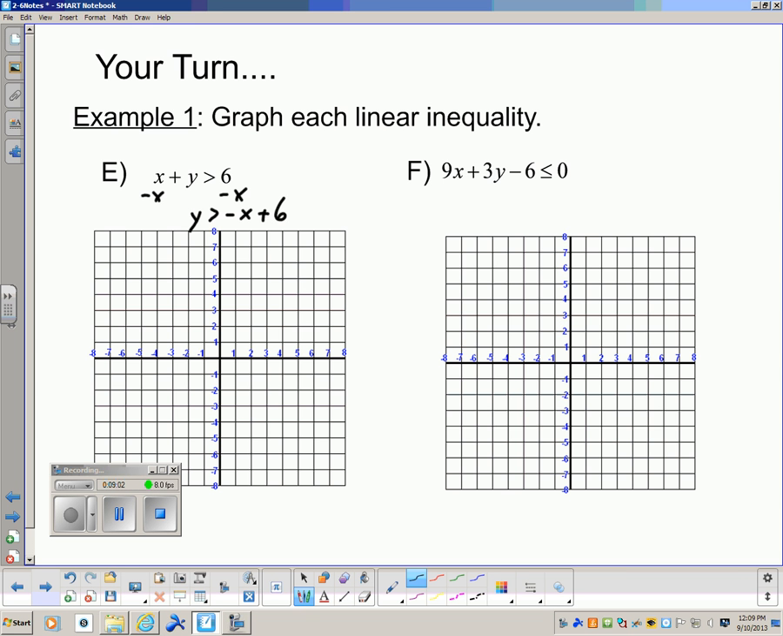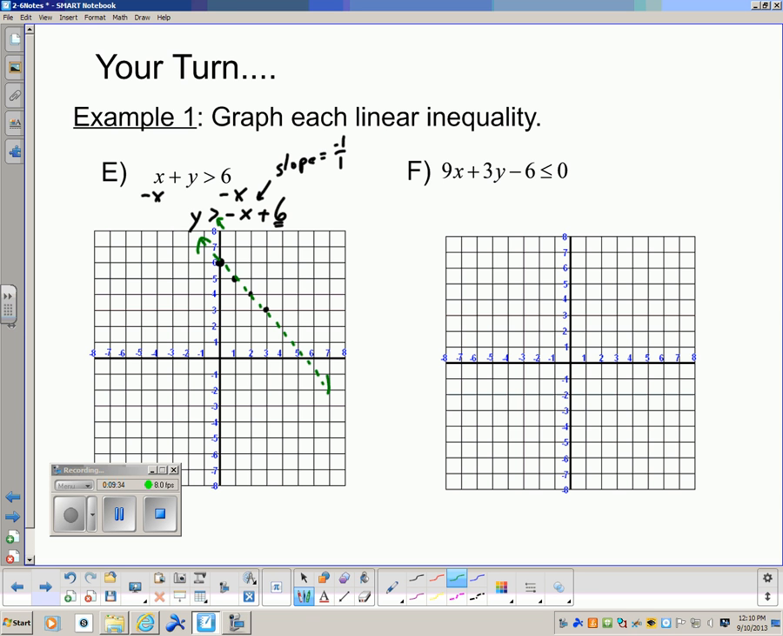And again, my y-intercept here is 6, so I'm going to graph my y-intercept. My slope here is -1 over 1, so I'm going to come down 1 and run 1 to the right, come down 1, run 1 to the right, come down 1, run 1 to the right. Now look at, we've got greater than, since it's got a greater than symbol, and there's no line underneath it, I've got to go ahead and put a dashed line through this one.